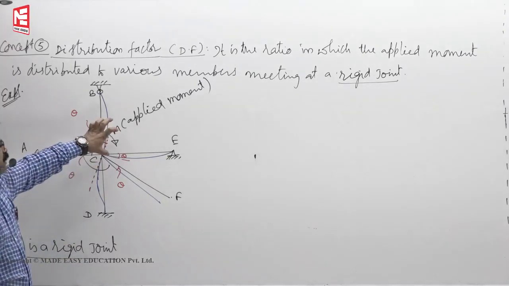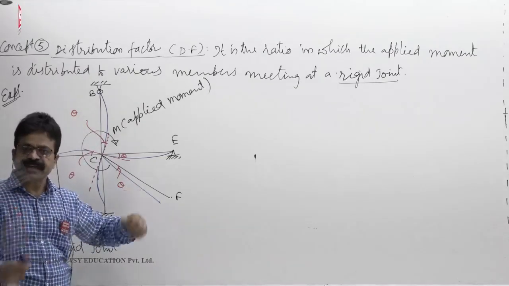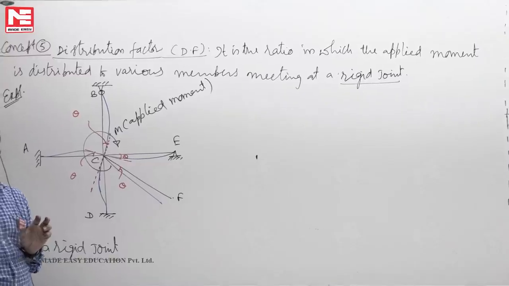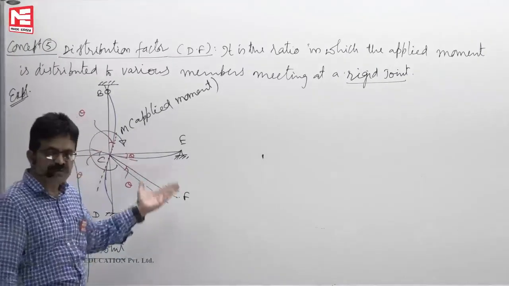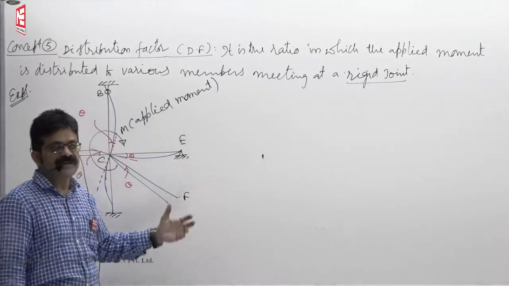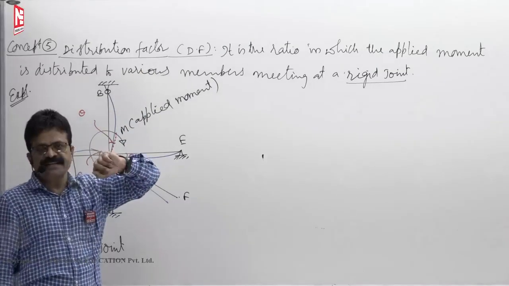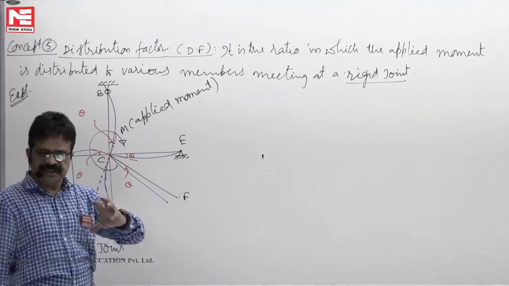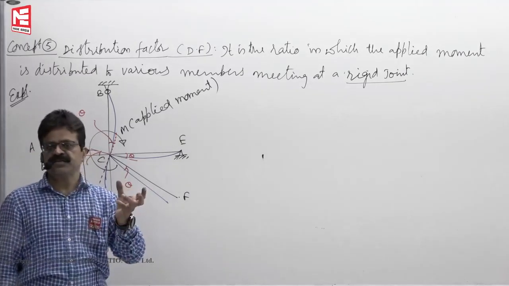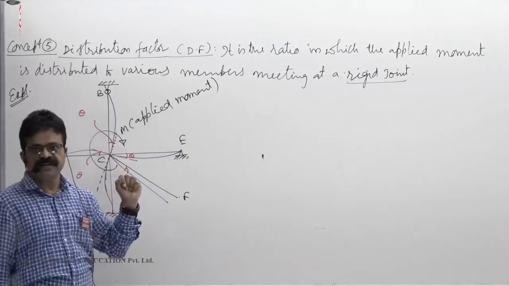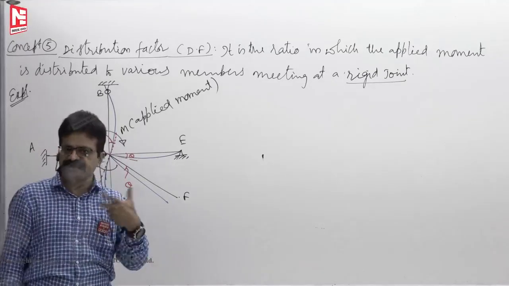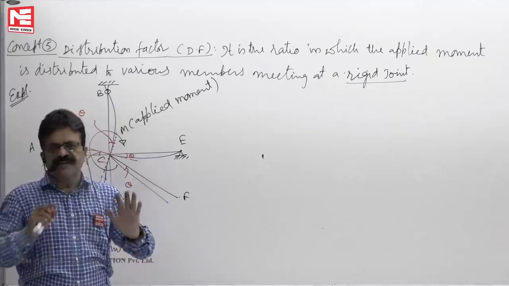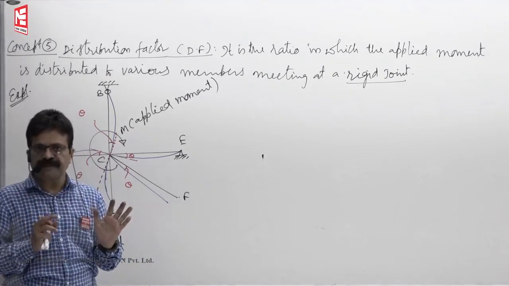When you apply moment M, the stronger members will take more moment. Weak members will take less moment. Who will tell you who is the strong member or weak member? The stiffness factor will tell us who is strong, who is weak. That means, is it easy or difficult to rotate a member by theta? If it is difficult, that means the stiffness factor is more, very difficult to rotate, then its share of our applied moment is also more.